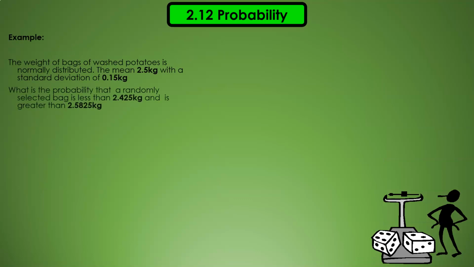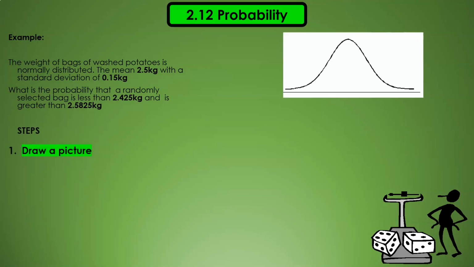The example we've got is the weight of bags of washed potatoes is normally distributed. The mean is 2.5 with a standard deviation of 0.15 kilograms. What is the probability that a randomly selected bag is less than 2.425 kilos and greater than 2.5825? Right, so first step, as always, draw the picture so you can see what's going on.